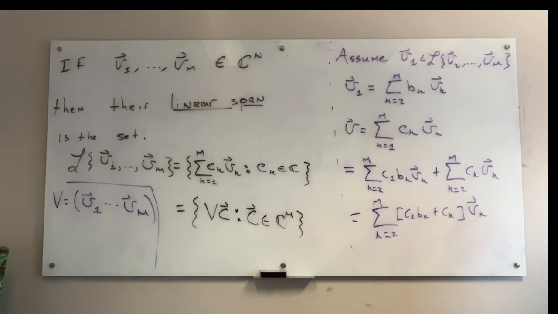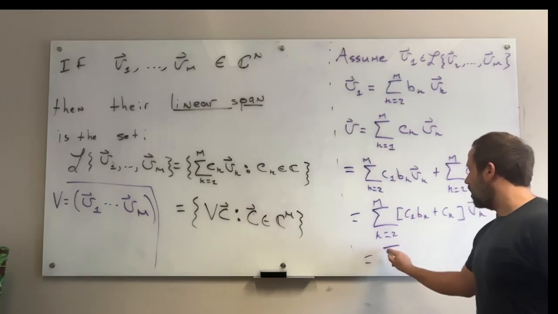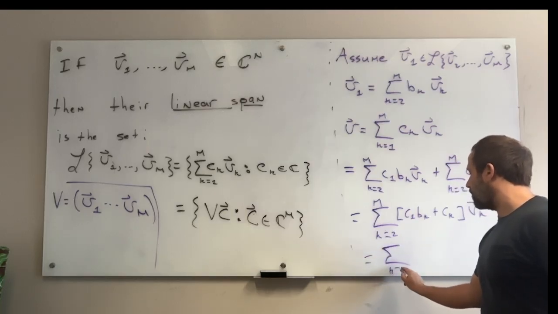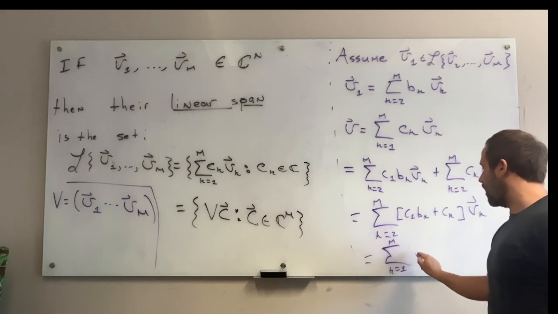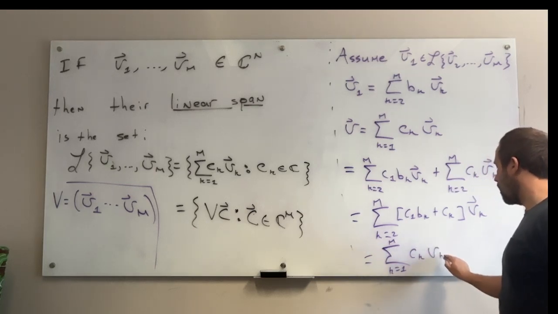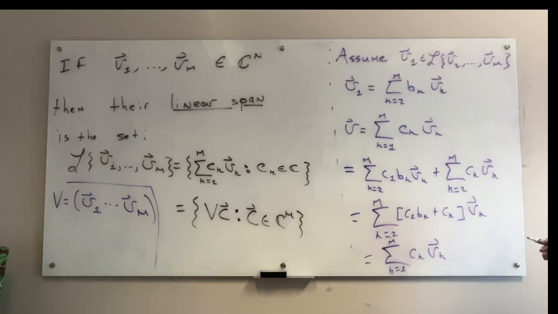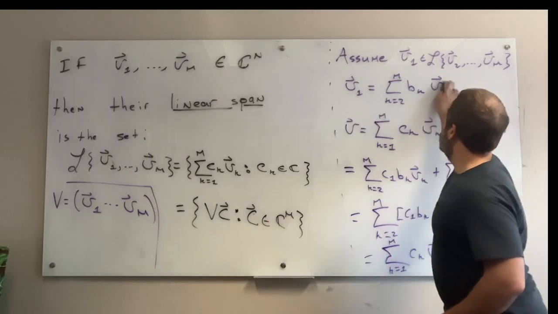Okay, so note what this tells us. I'm going to write this just below this, as what I had before, the sum k equals 1 to m of ck vk. Okay, so now I'm going to erase this.